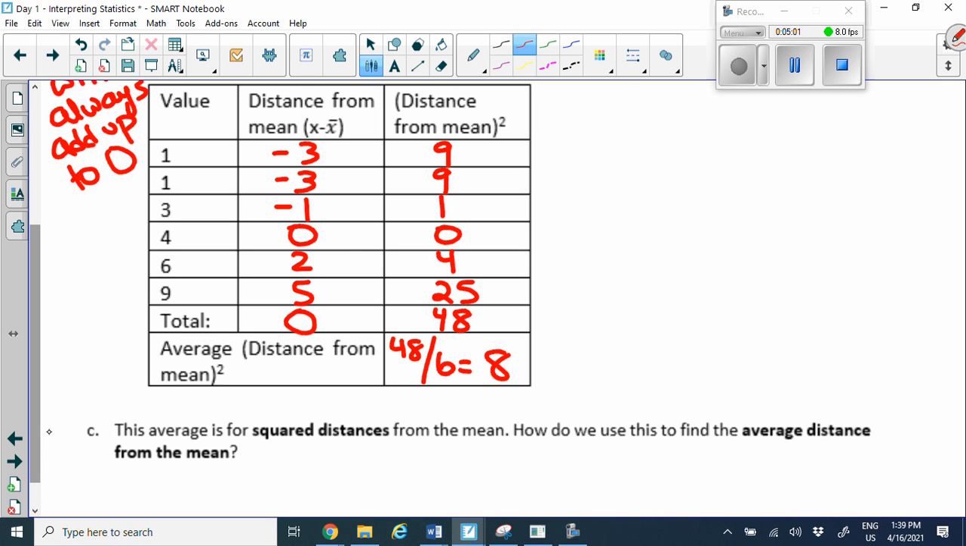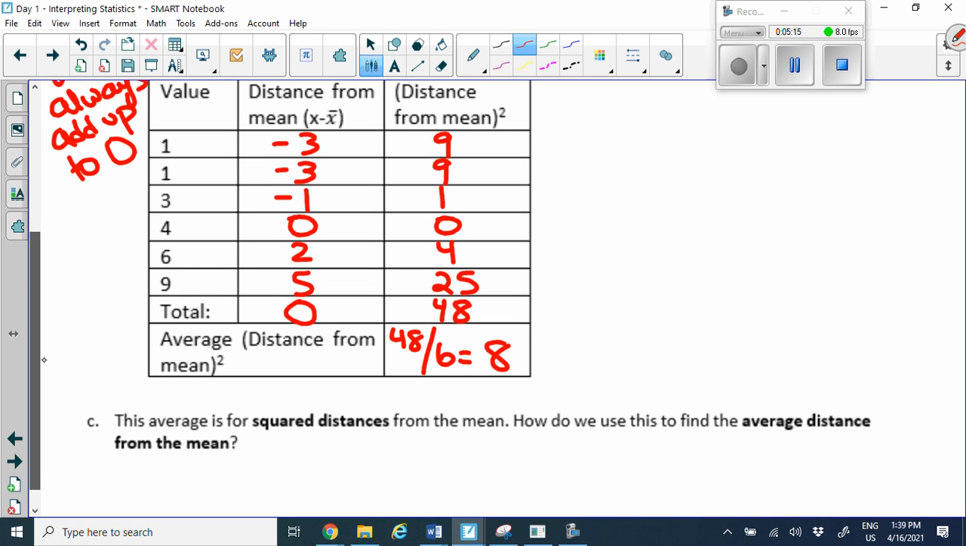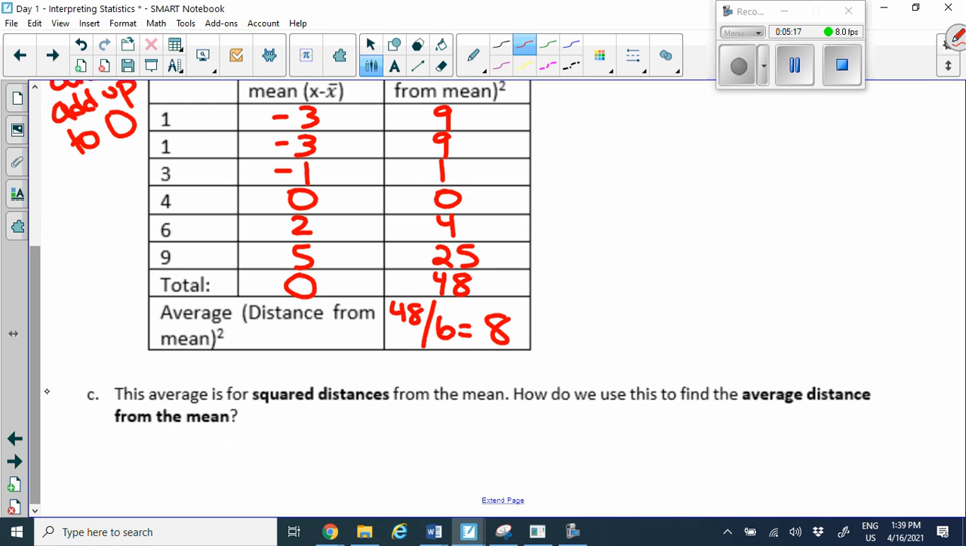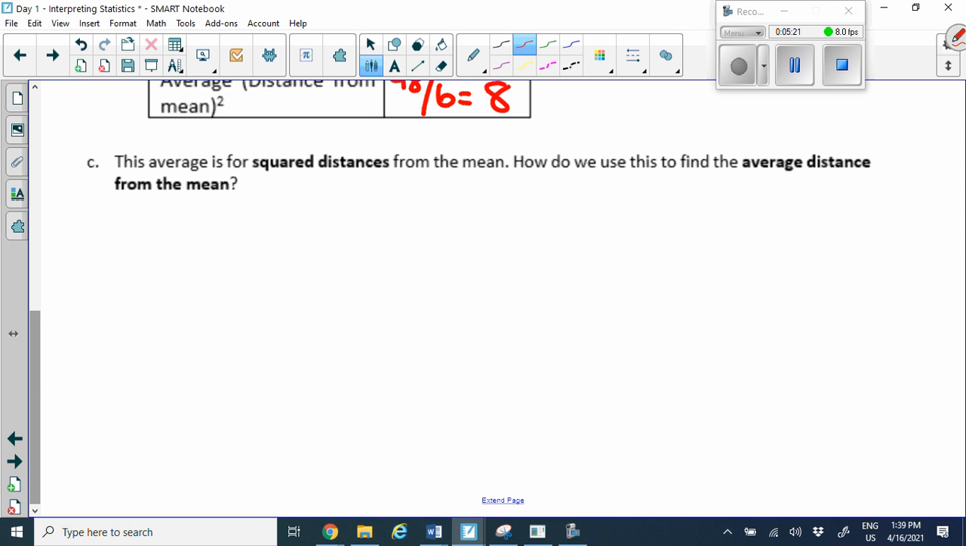Okay, well, let's think about it. If we have something that is squared and we want to undo a square, what do we do? Hopefully you thought of square root, because it's the opposite and it undoes a square. So how we use this to find the average distance is we're going to take our 8, so that is the average square distance, and just do the square root.